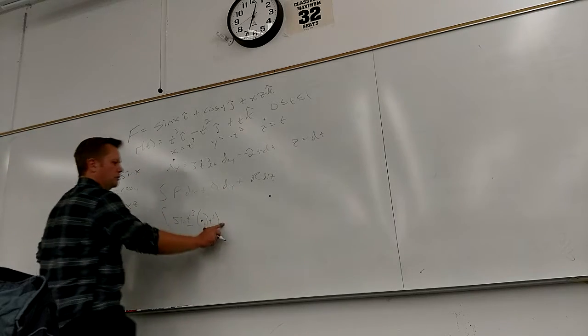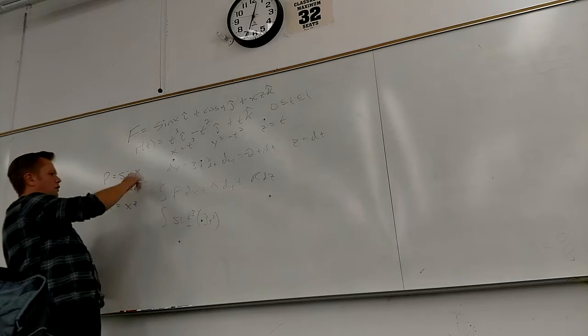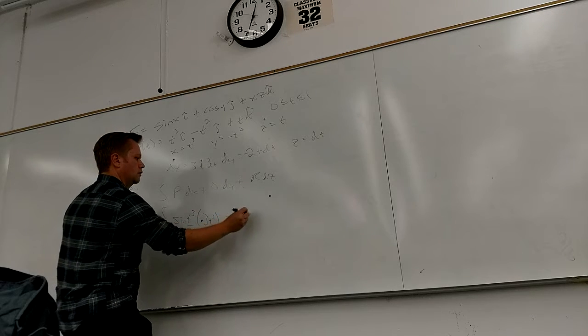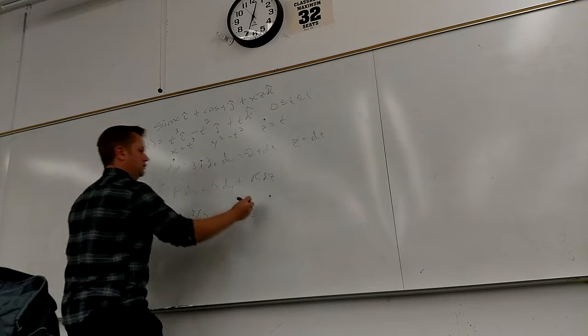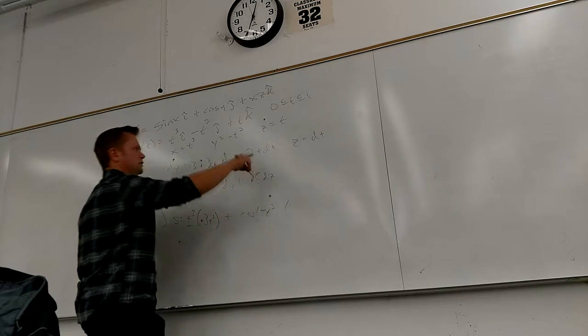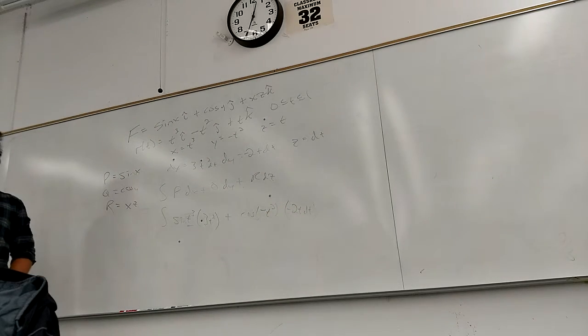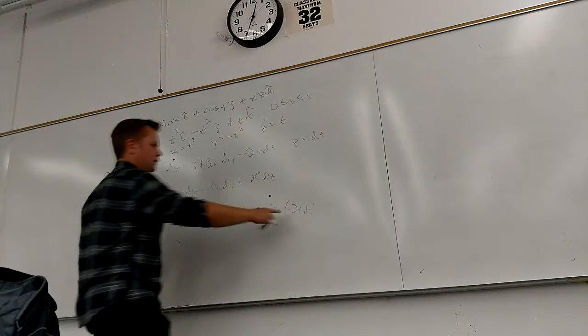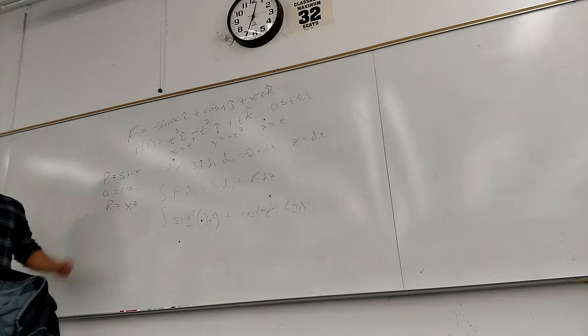And then you keep going. I wouldn't put dt three times. You could put it at the end. Q would be cosine of negative t squared times negative 2t dt. And then plus, and then you just keep going. Fine. Same idea.